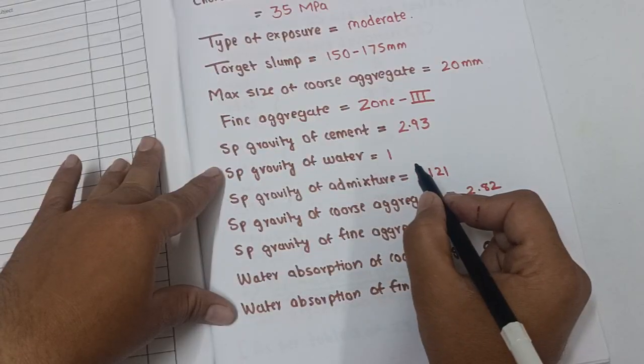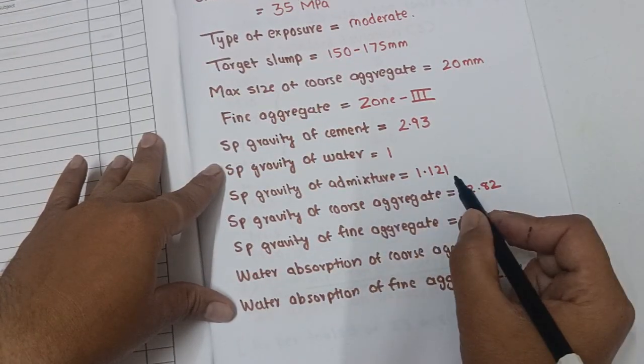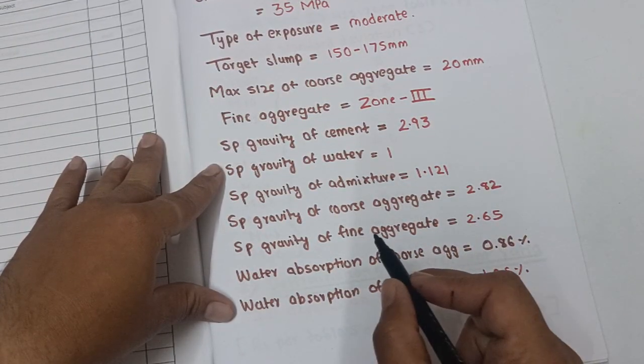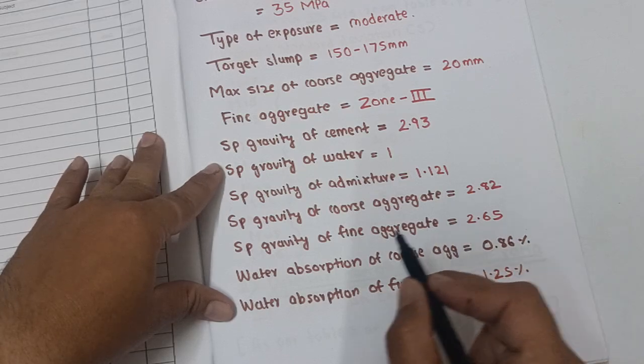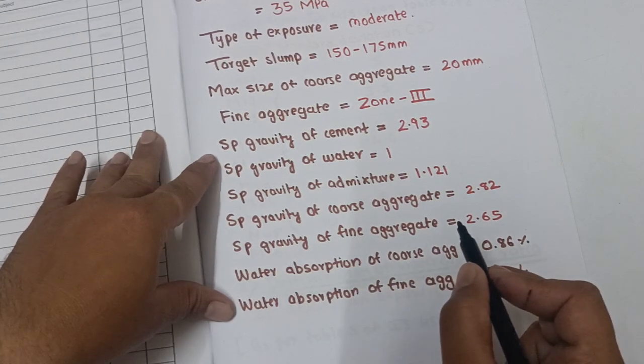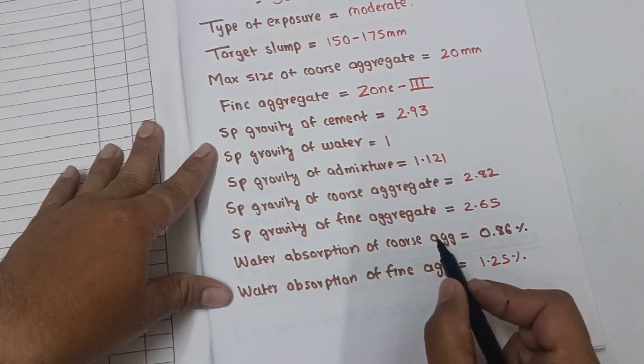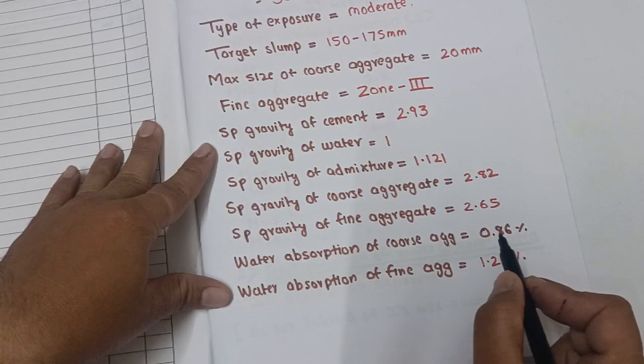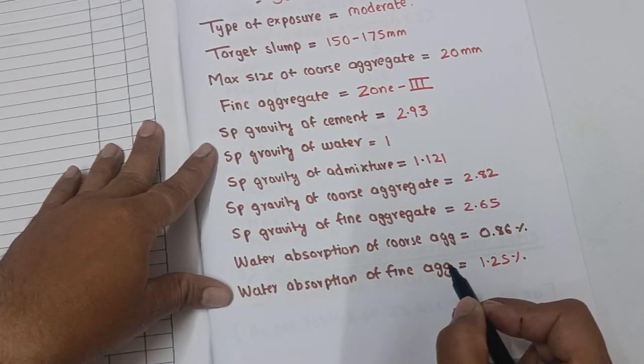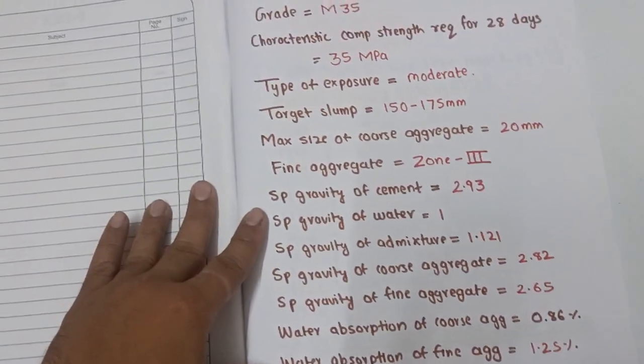For water it is 1. For admixture it is 1.1. For coarse aggregates it is 2.82. For fine aggregates it is 2.65. Water absorption of coarse aggregates is 0.86%. Water absorption of fine aggregate is 1.25%.